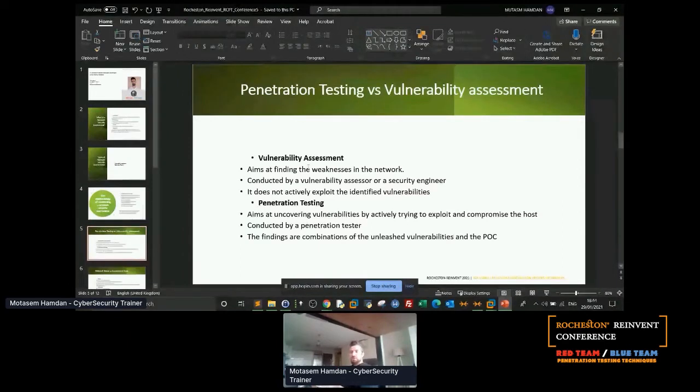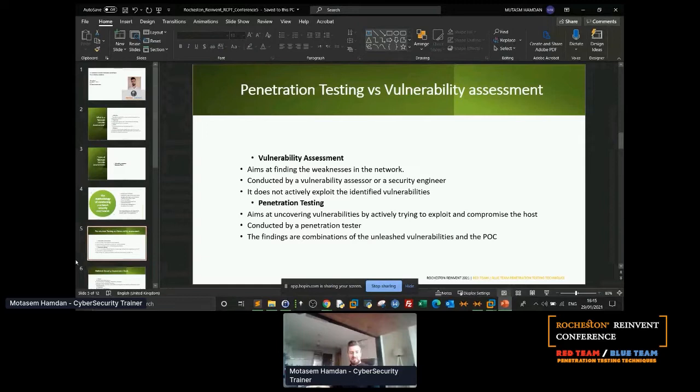Most of the time, a security engineer works on the defensive side of cybersecurity. That's the key difference. And lastly, the vulnerability assessment, as I said earlier, doesn't exploit the findings. It only lists them according to impact and likelihood. But in pen testing, the findings are a combination of the unleashed vulnerabilities plus the proof of concept. I want to prove that these vulnerabilities are exploited.